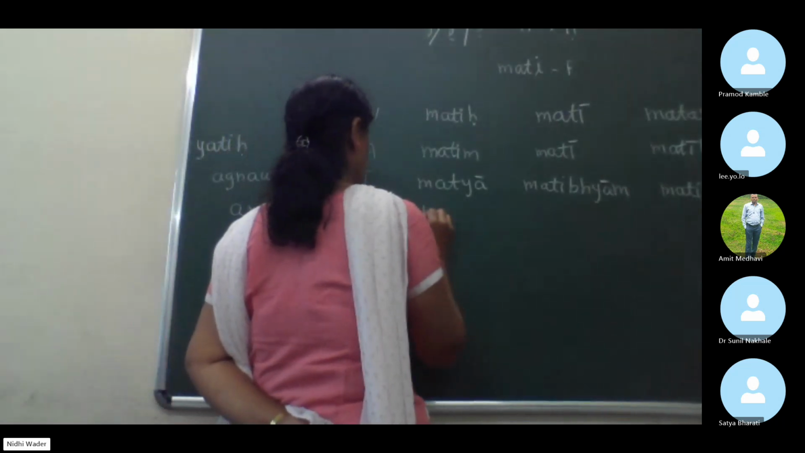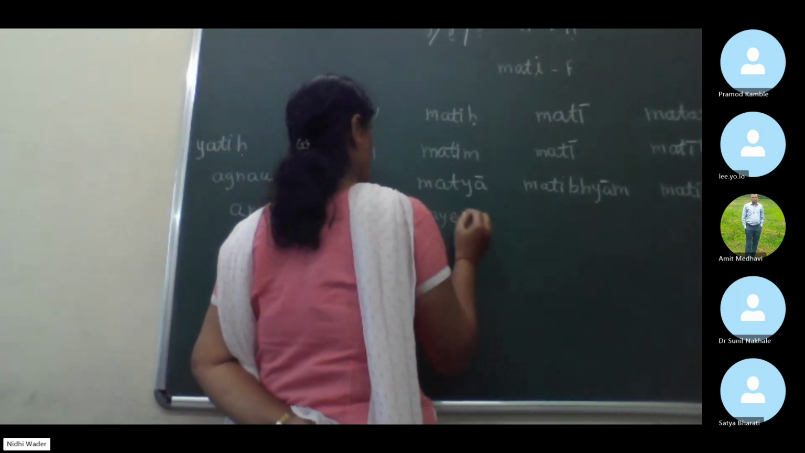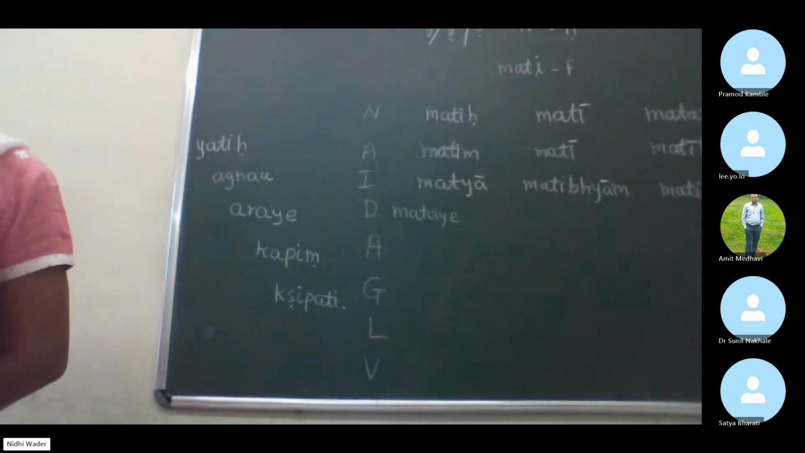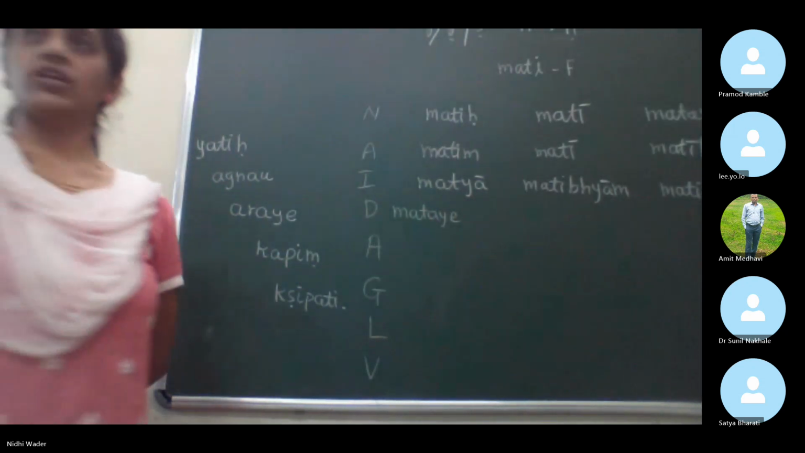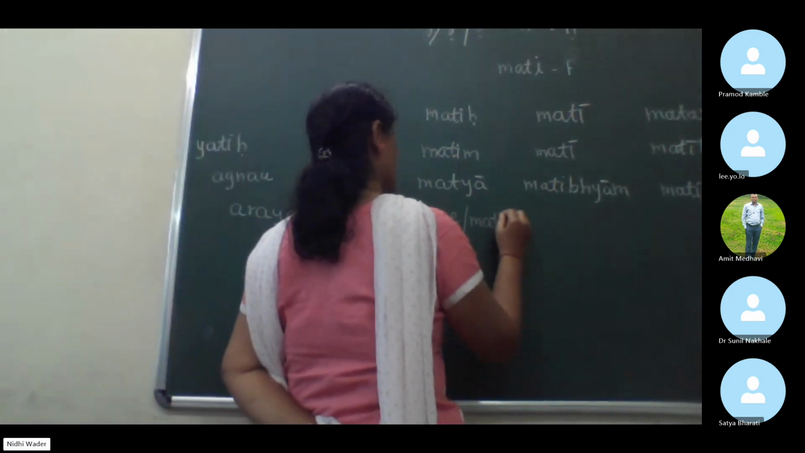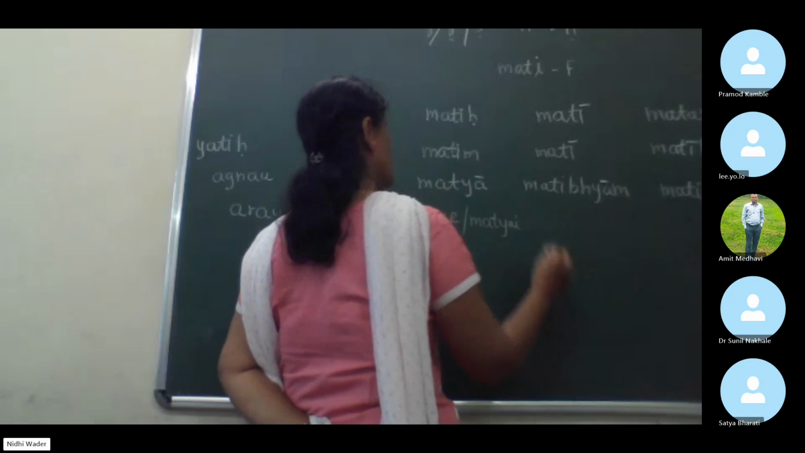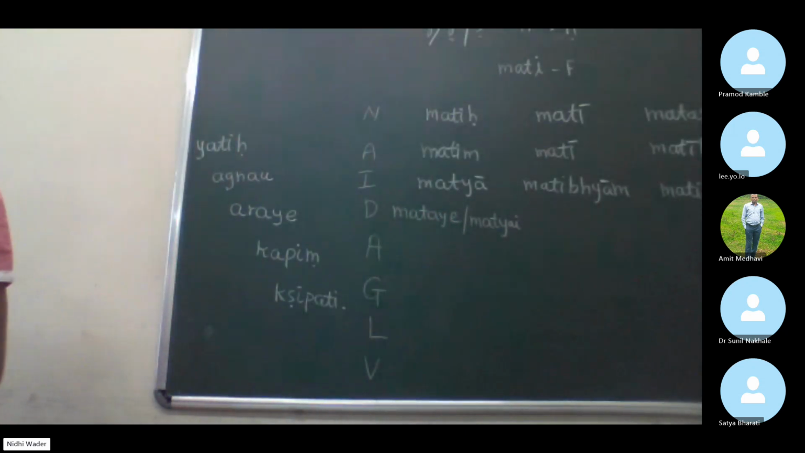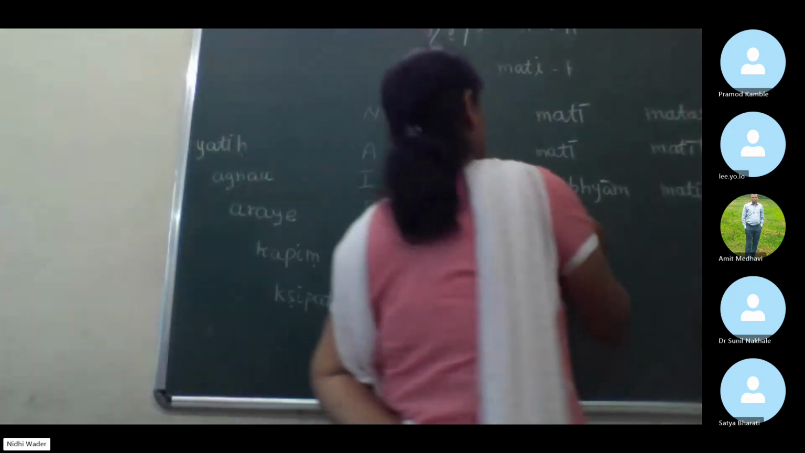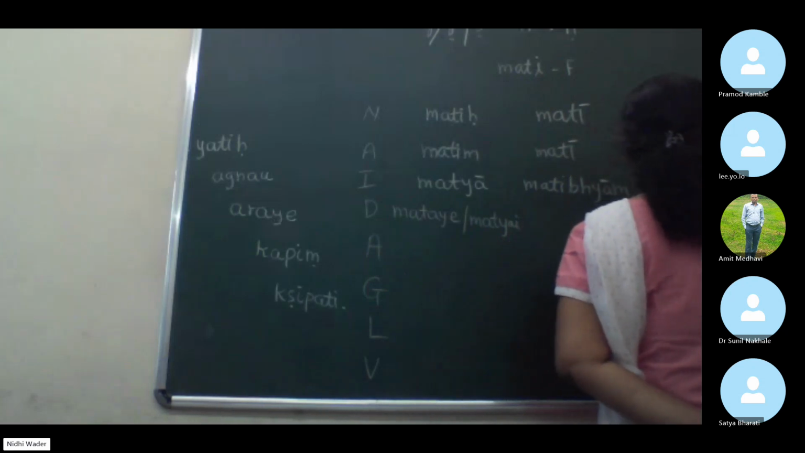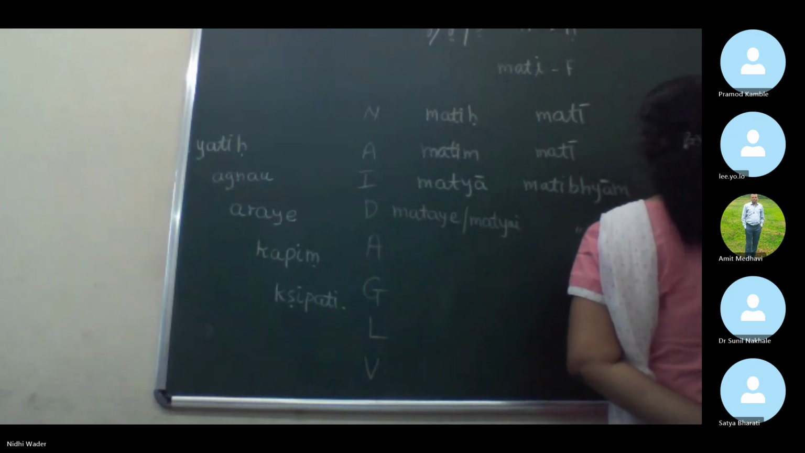Now, please remember that in singular dative, we have two forms. There is option. We can either use mataye or you can use matyai. So there are two options. Mataye also and matyai also. There are optional forms. Matibhyam is same.